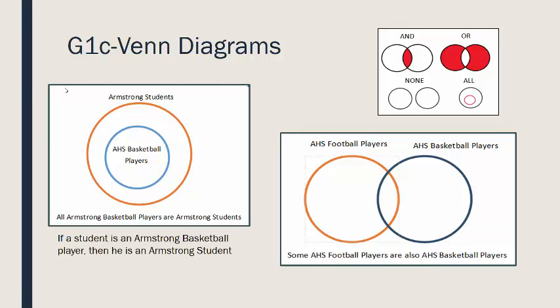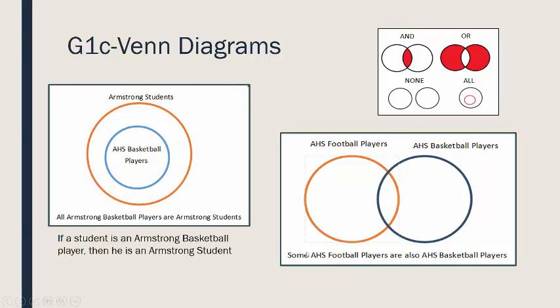Basically, all Armstrong basketball players are Armstrong students. I know that's not actually true, but just use this as an example. You see Armstrong basketball players are inside of the Armstrong students. And you can also make the statement, if a student is on the Armstrong basketball team or is an Armstrong basketball player, then he is an Armstrong student.